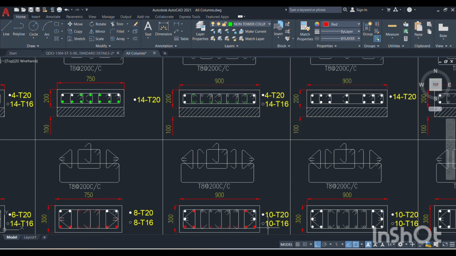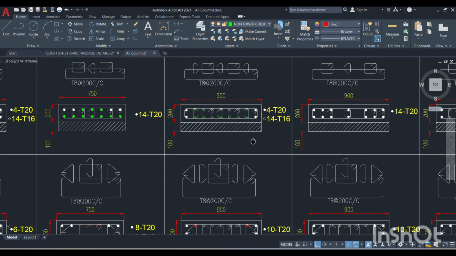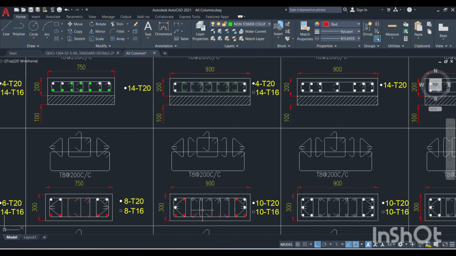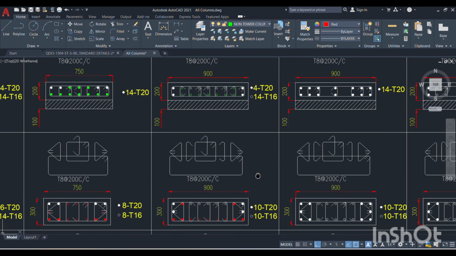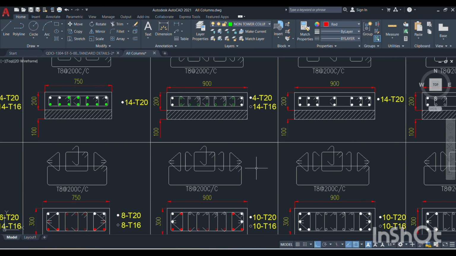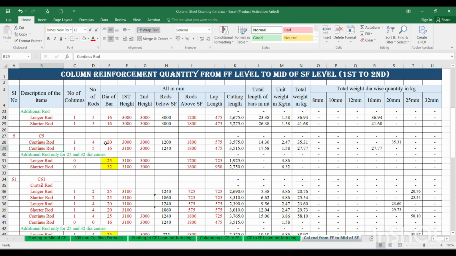In here you see, this is the 16. These are the 20 dia rods, and the 20 dia rods also have to be curtailed over here. Out of the 14 dia rods, 5 rods are continuous rods as per the below column. These 5 rods are going to be continuous. Five rods of 16 dia, first floor height is 3 meter, and second floor is the same.